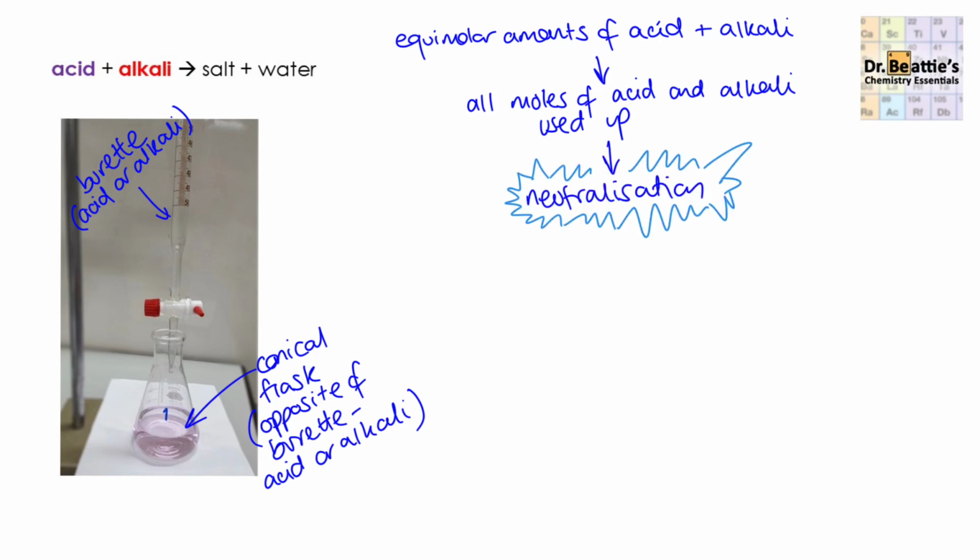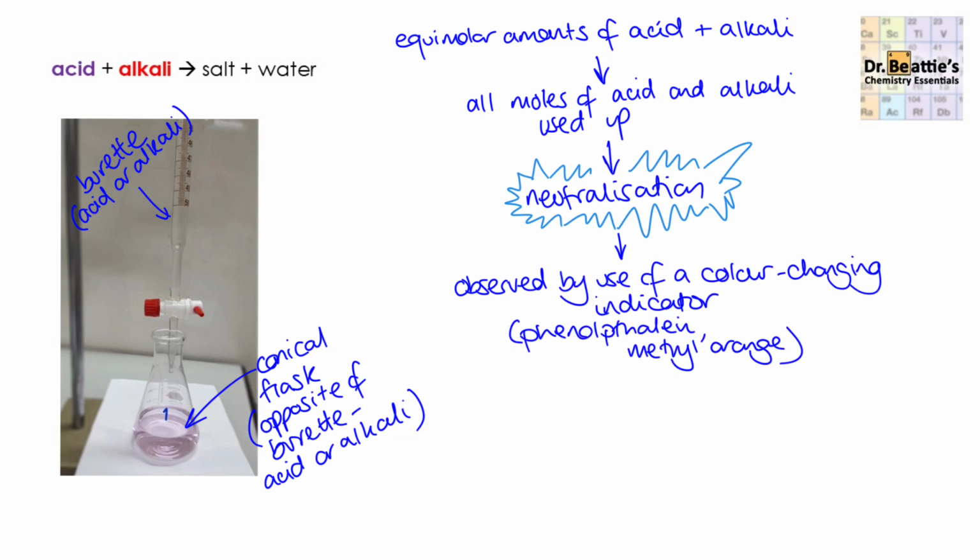From an experimental point of view, we can use an indicator that is colour changing in order to observe this. Examples of these are phenolphthalein and methyl orange. And we need something that makes a distinct colour change in order to be really certain of exactly that point, what we call the end point, which signifies neutralisation.